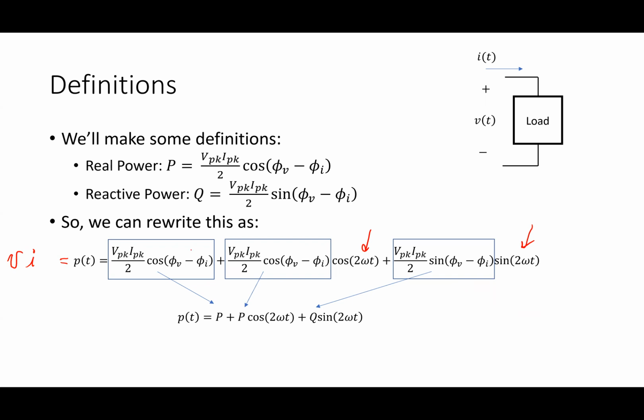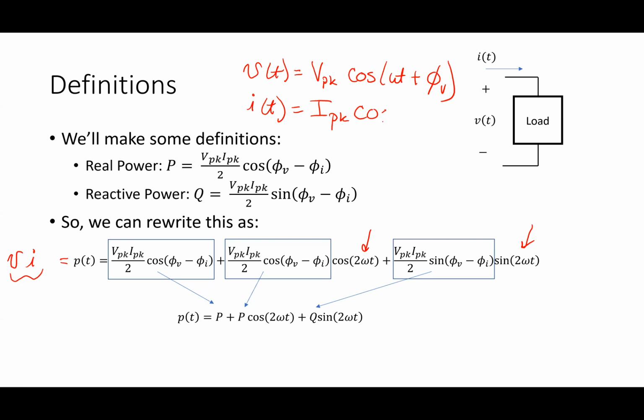What I did here is I took V of t equals V peak times cosine omega t plus phi V, and I of t equal to I peak times cosine omega t plus phi I. If I take those two things and multiply them out, I get that ugly thing. Don't bother writing it down. What does matter is those two things.